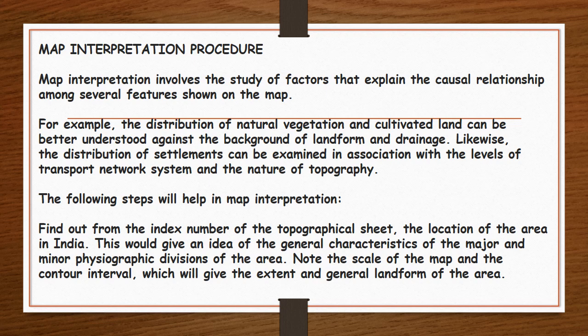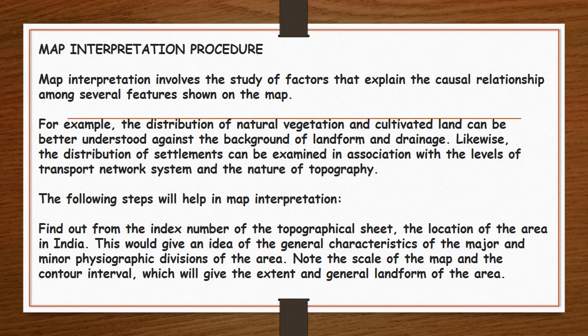Likewise, the distribution of settlements can be examined in association with the levels of the transport network system and the nature of topography. If you find the railway tracks are there or properly developed transport modes are shown, means that is the developed region in that map. And suppose the cart tracks or kacha unmetalled roads are shown, disappearing streams are there, then that indicates that region is not that much developed physically also, and with the help of other aspects also.